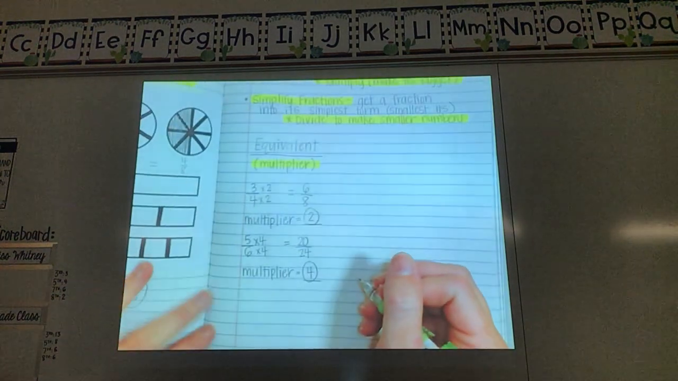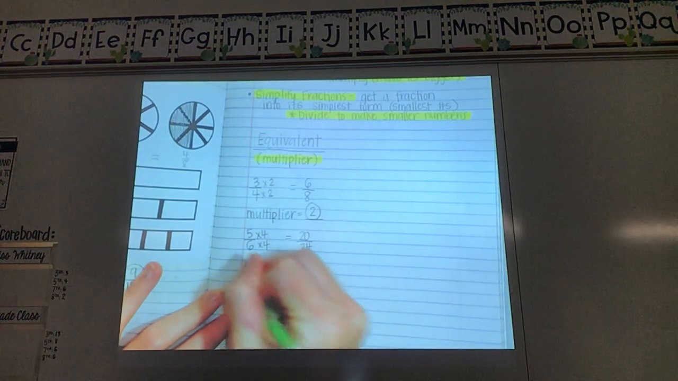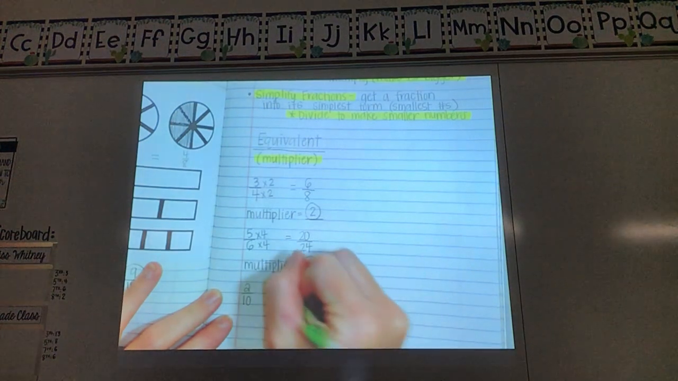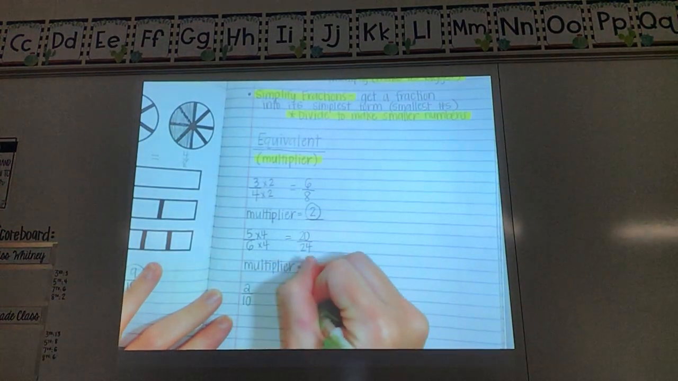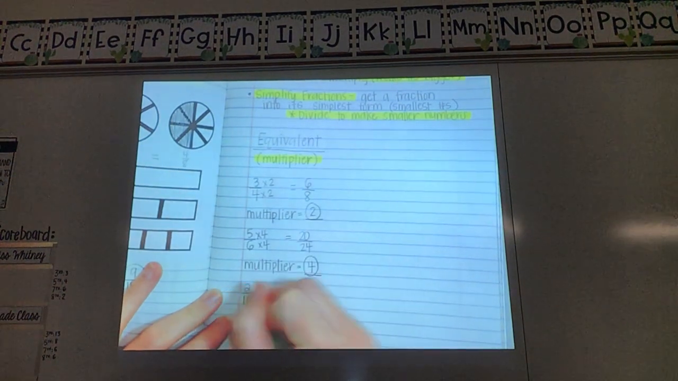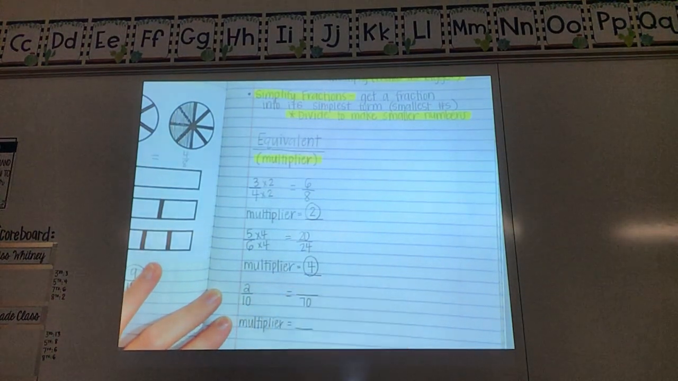All right, let's do one more of these. If I give us the fraction 2/10, and I want my next fraction to have a 70 on the bottom. Let's first figure out our multiplier, and then we'll see if we can fill in that top number as well. So looking across, I know I have a 10 right now, and I want it to be a 70. What would my multiplier need to be to get from 10 to 70?